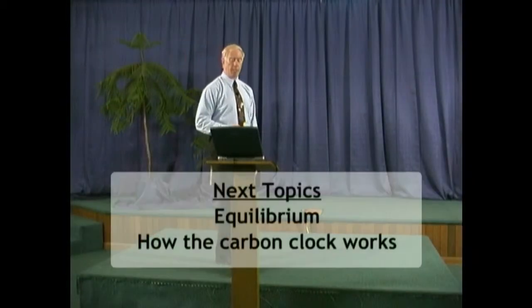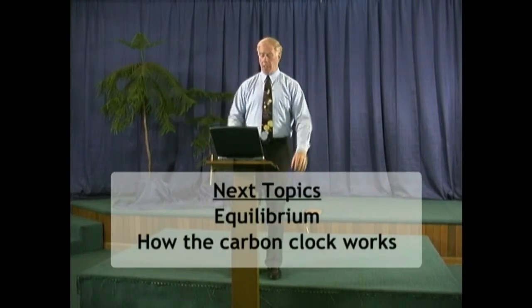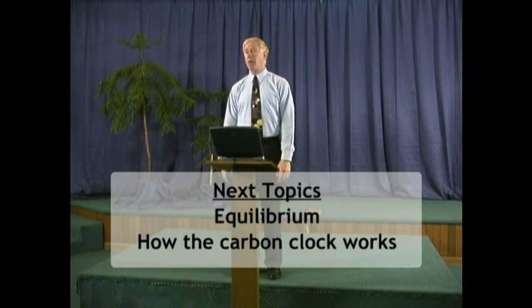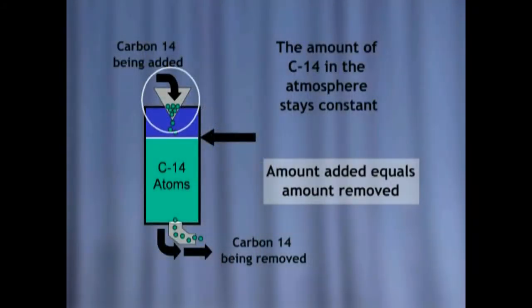Now, our next topics here will be something called equilibrium, which is going to be very important in this process. And then we're going to take a look at how the carbon clock works. So let's start with equilibrium. Again, carbon-14 is constantly being added to the atmosphere, and is constantly being removed through radioactive decay. Now, here's the concept. When we talk about equilibrium, what we're saying is the amount of carbon-14 in the atmosphere is stable. Notice the amount being added is equal to the amount being removed over a period of time. That is critical to this whole process.